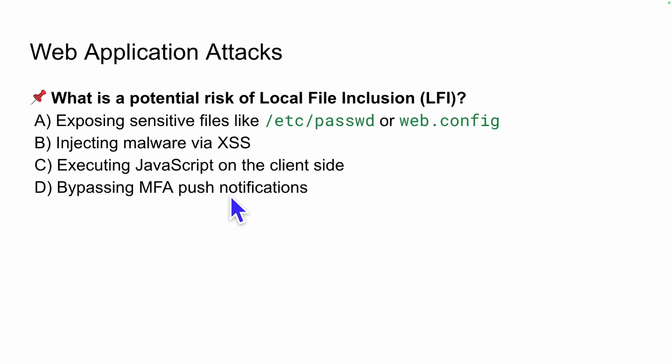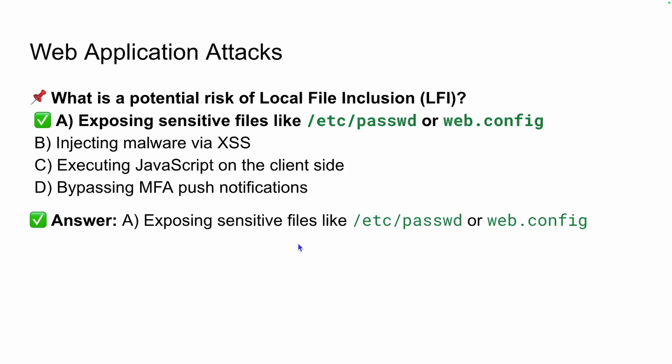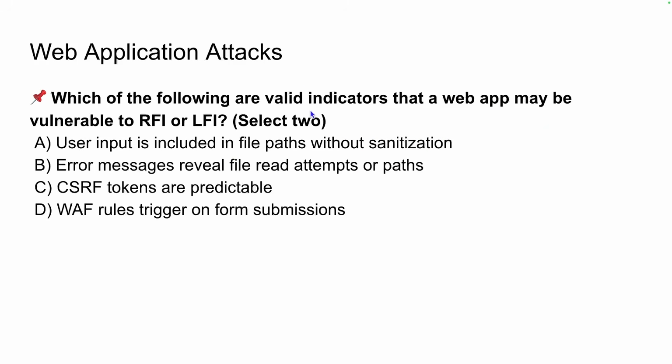And then this is bypassing MFA push notifications, which I forget what the one that was right here, but I think that was also part of the request forgery on the cross site. So what is the potential risk? The sensitive files on the local file system. So A for sure. Which of the following are valid indicators that a web app may be vulnerable to remote file inclusion or local file inclusion?